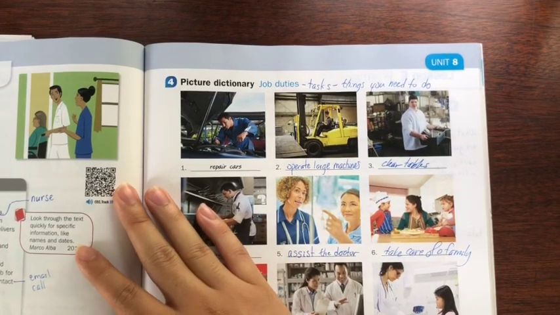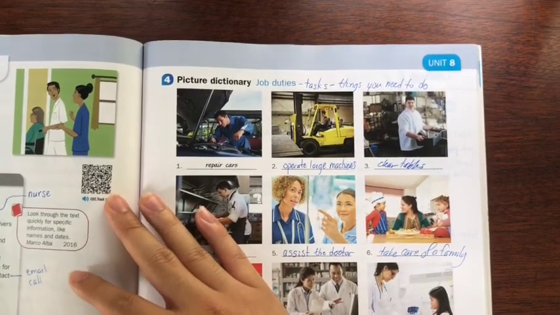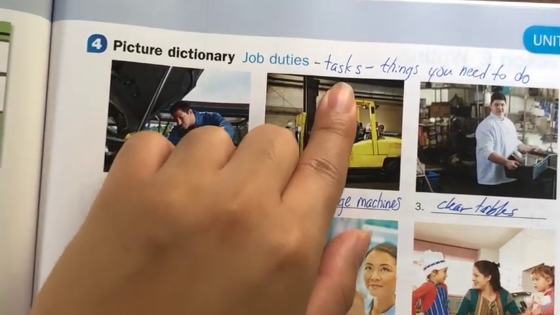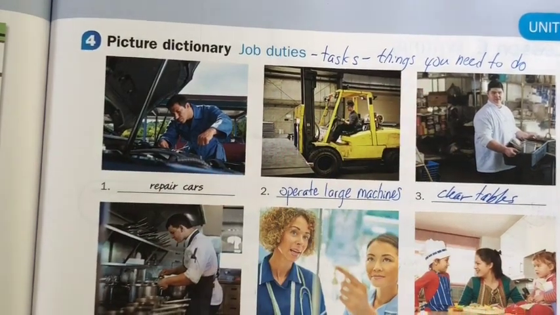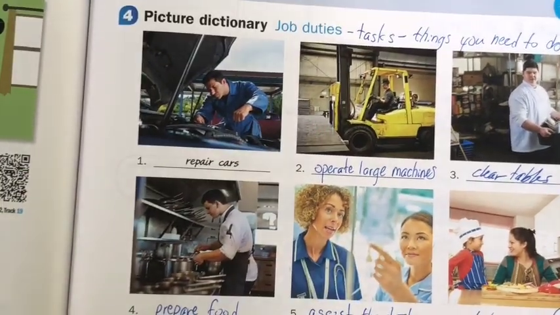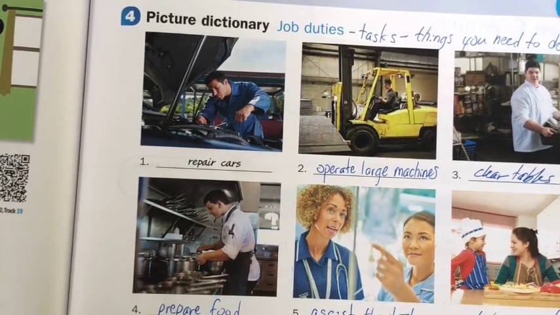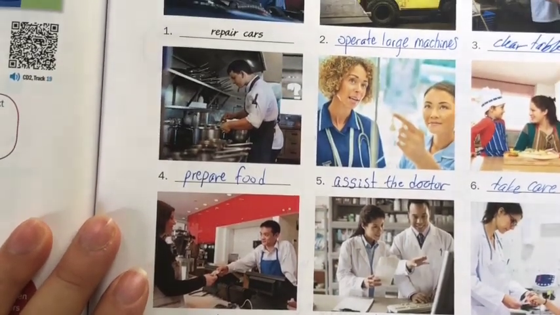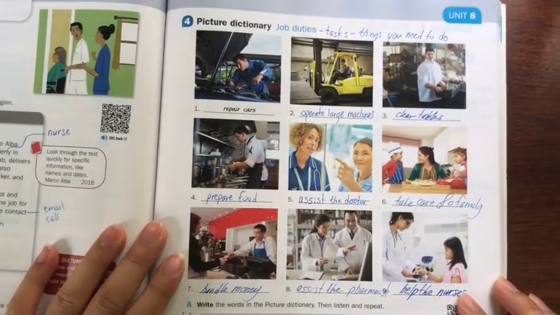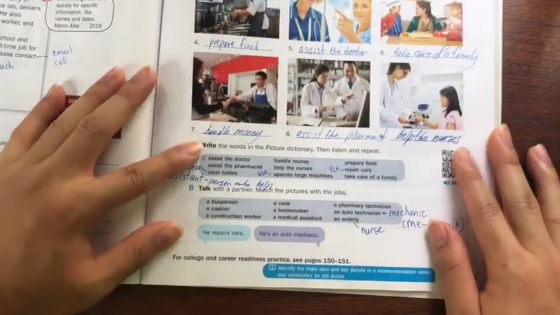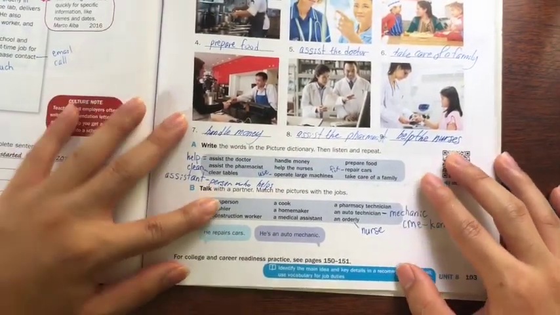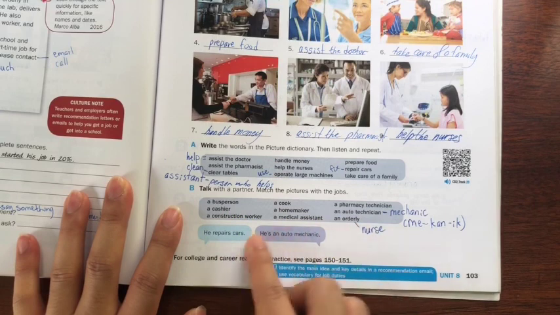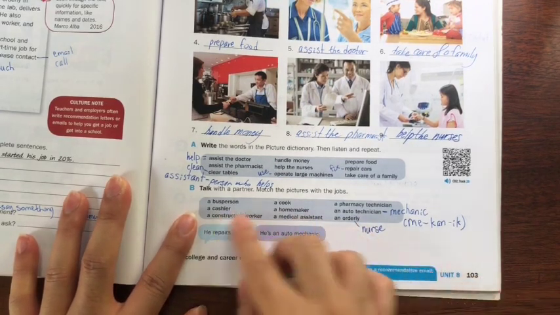Okay, so now we're going to be talking about occupations and job duties. Remember, job duties are tasks, things you need to do at work. So let's see. Right now I am on page 103. So we have 9 pictures here, and at the bottom we have 2 different lists. The first list is job duties. The second list is the job. So let's identify these jobs.